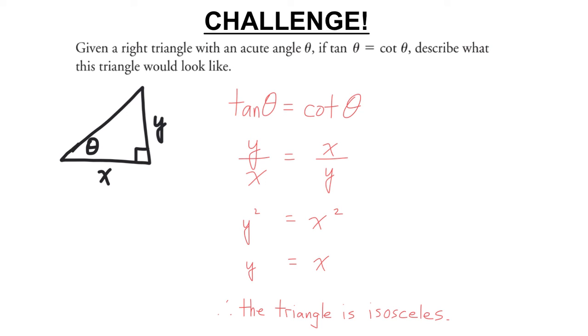Y times y is y squared. That's equal to x times x, which is x squared. If we take the square root of both sides, I see that y is equal to x. Now if y is equal to x, that means they have the same length, which means this is an isosceles triangle. So that's what this triangle would look like. It would be an isosceles triangle.